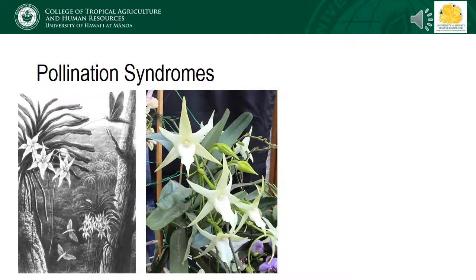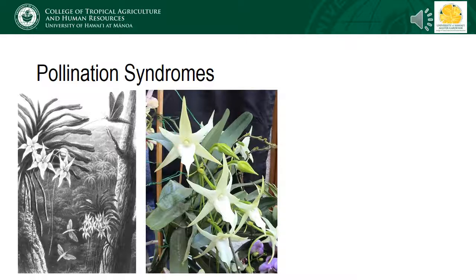It is the combination of visual and olfactory cues provided by a flower that forms the basis of what are referred to as pollination syndromes, and often the characteristics of a flower can be used to predict its pollinator. This is a pretty classic example.